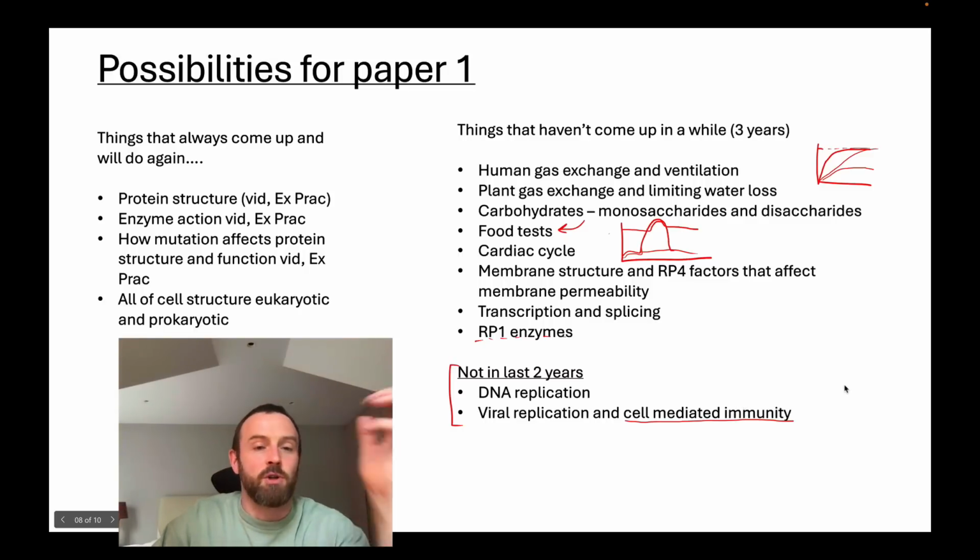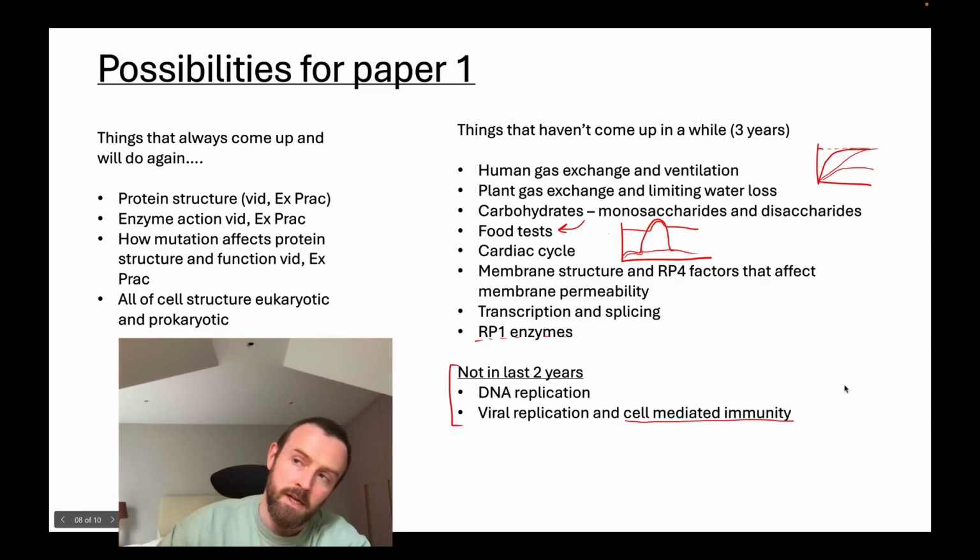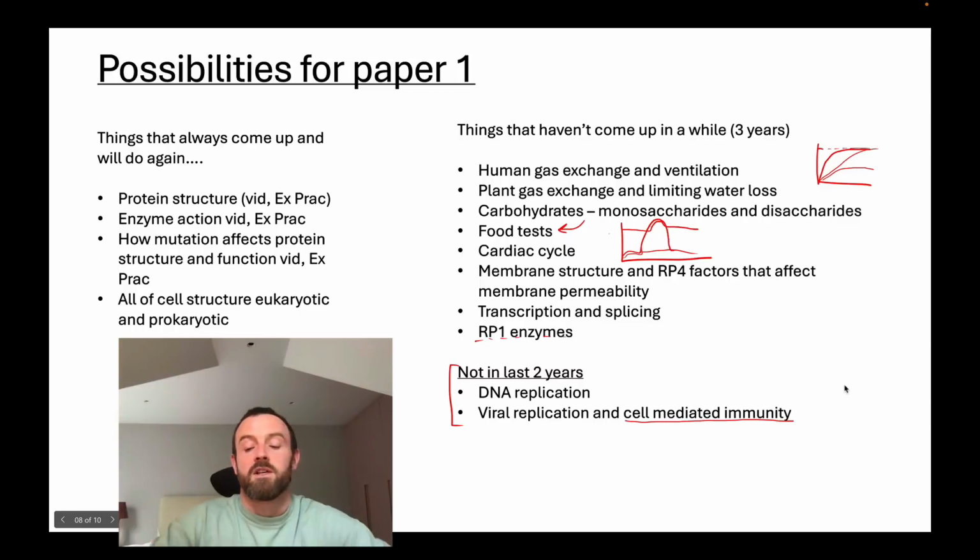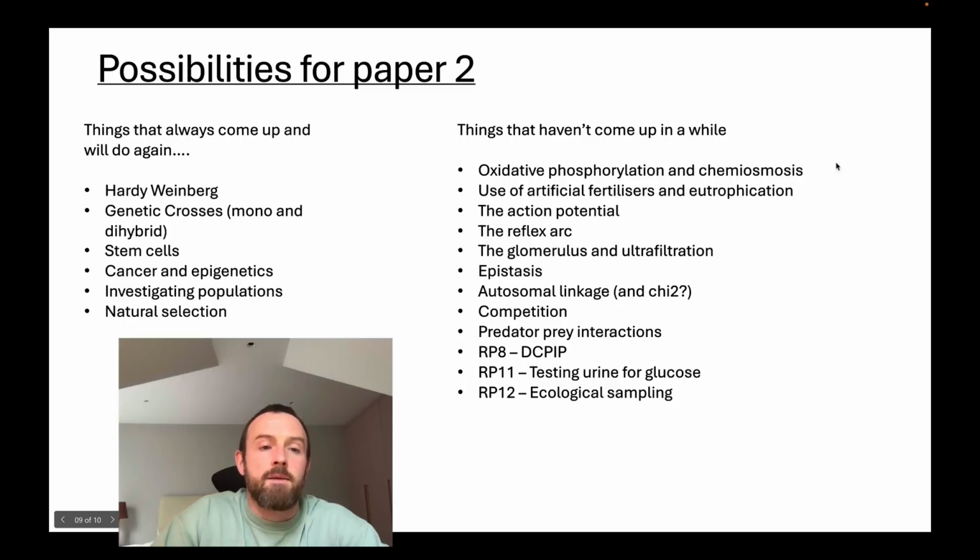So when I say these are possibilities for paper 1, they are of course also possibilities for paper 3, because paper 1 and paper 3, it could come up in either one. Paper 3 is the unified any year 12 or year 13 content. Paper 2, stuff that always comes up.